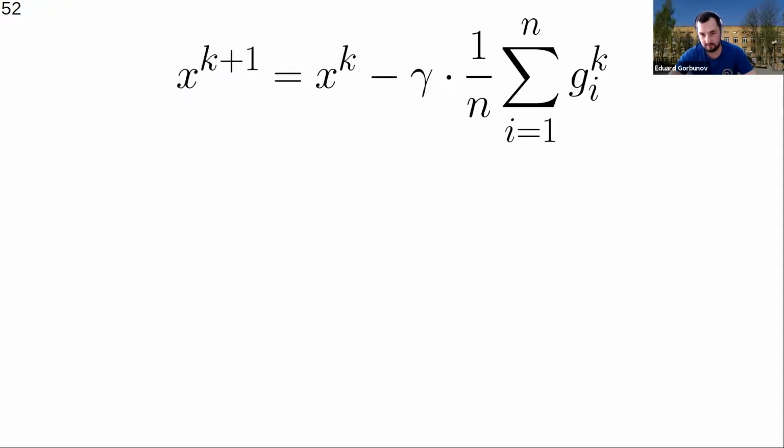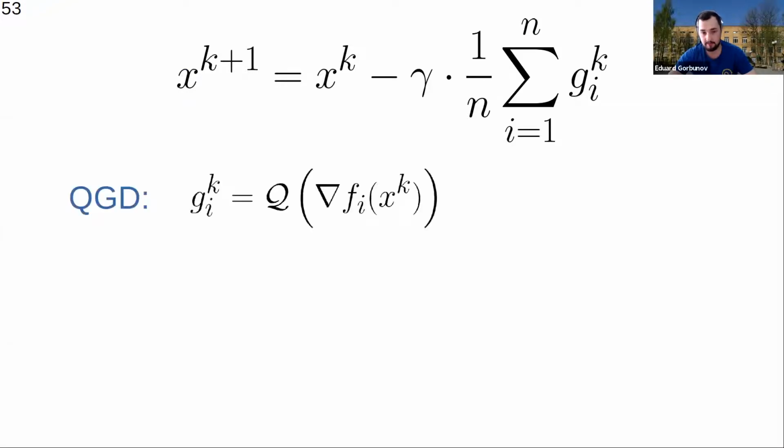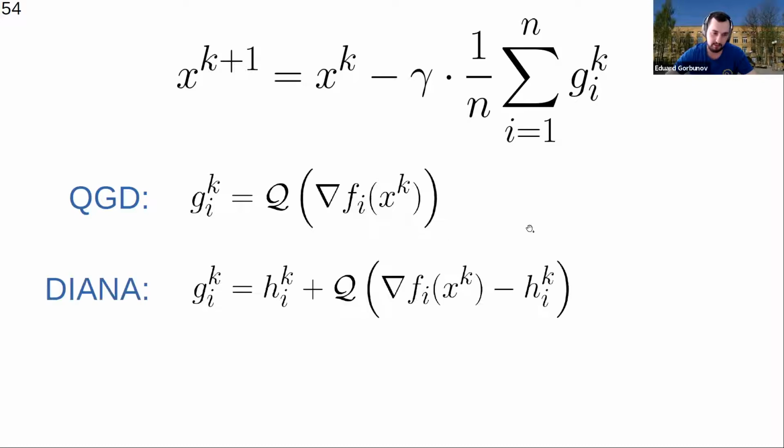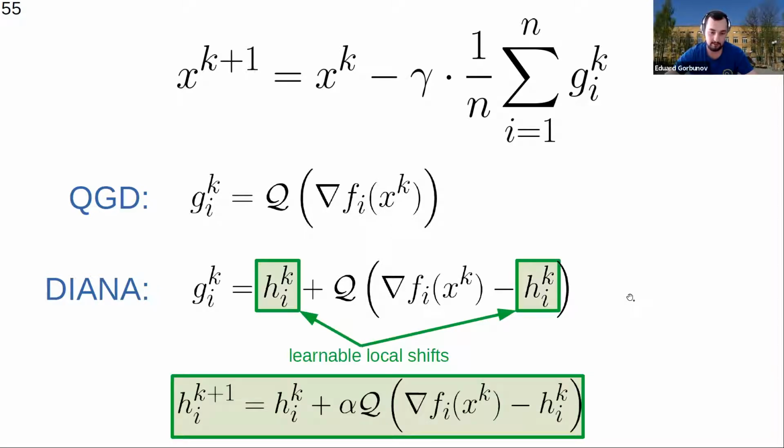The scheme of the method is the same, but the difference is how to choose g_i^k. So in quantized gradient descent, g_i^k is just quantization of the local gradients. And in Diana, the estimator is more sophisticated, and instead of quantizing the gradients, it quantizes shifted gradients. So we shift the gradient at the current point by some vectors h_i^k, and these vectors are updated during the process using this formula.